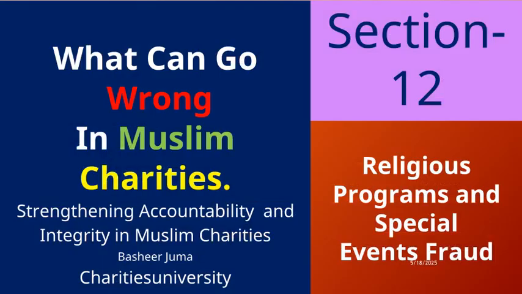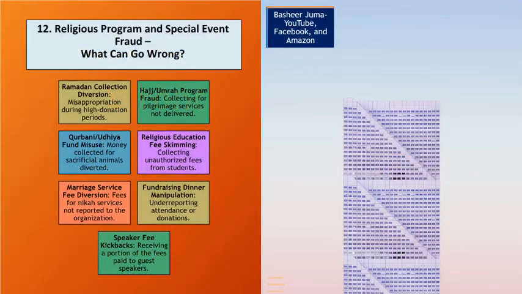Section 12: Religious Programs and Special Events Fraud. What can go wrong? Ramadan collection diversion. Misappropriation during high donation periods. Hajj, Umrah program fraud. Collecting for pilgrimage services not delivered. Qurbani, Udhiyah fund misuse. Money collected for sacrificial animals diverted.